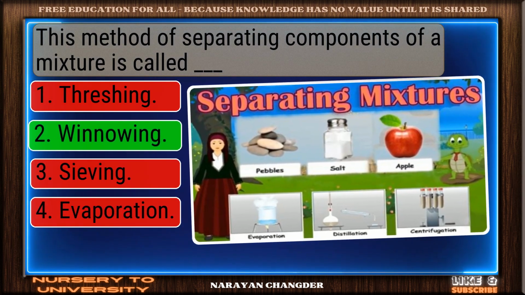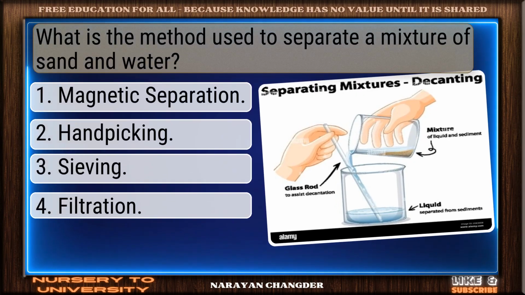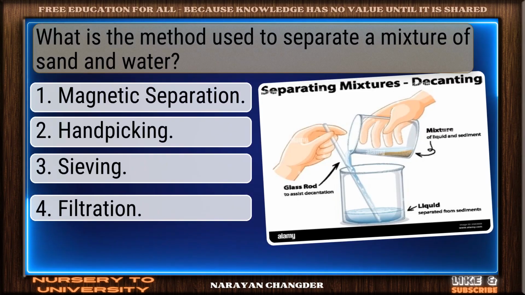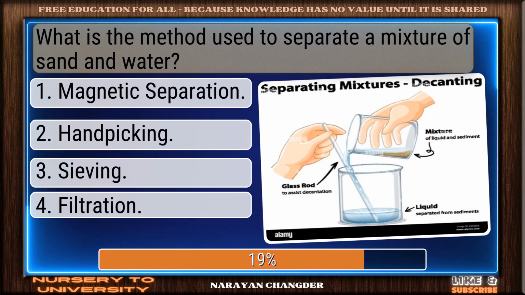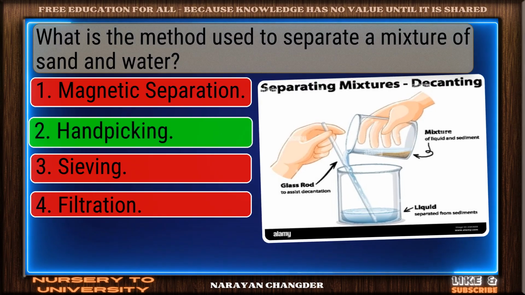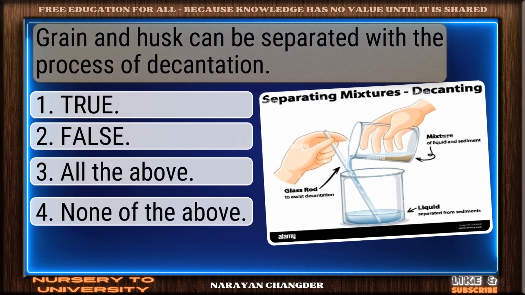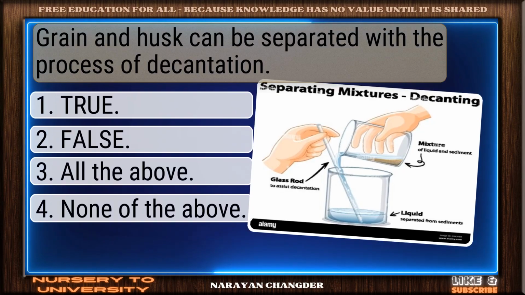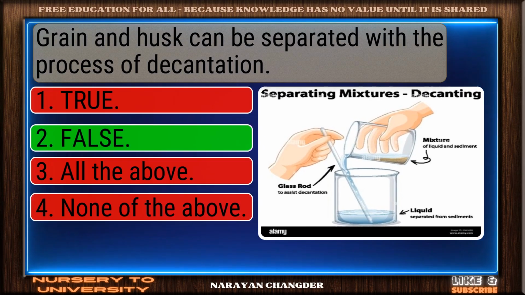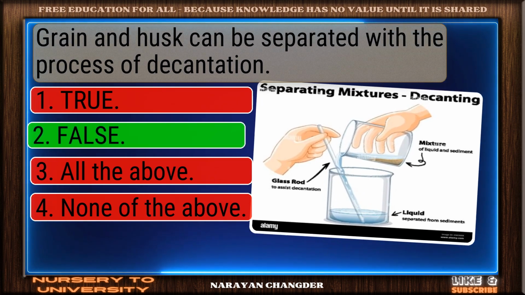Excellent. Winnowing is a brilliant choice. What is the method used to separate a mixture of sand and water? Right choice. Handpicking is the best answer. Grain and husk can be separated with the process of decantation. Strong choice. False is the right answer.